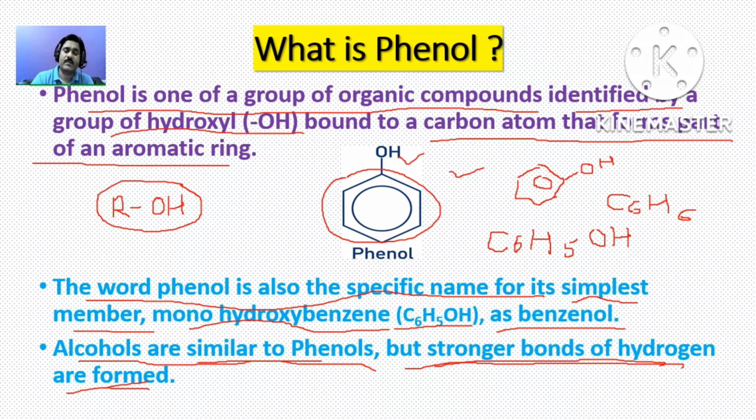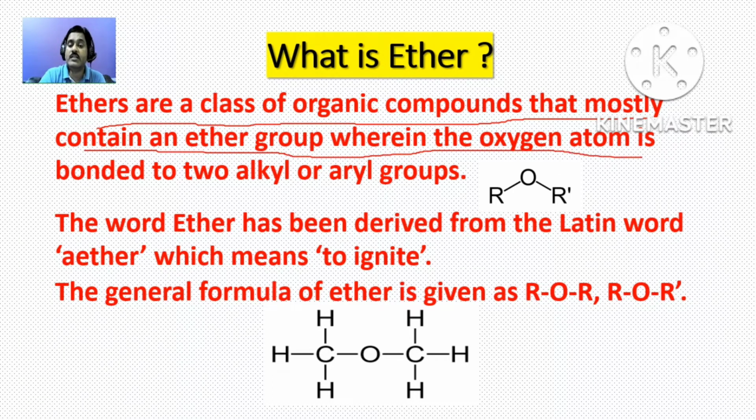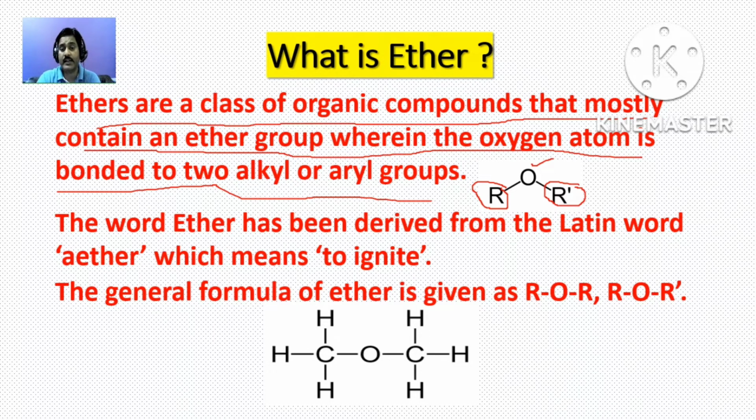Let's see, what are ethers? Ethers are a class of organic compounds that contain an ether group, where an oxygen atom is bonded to alkyl groups or to aryl groups. That is the oxygen atom and two alkyl groups, R and R1. These two alkyl groups are combined with the oxygen atom. Similarly, two aryl groups can be combined.